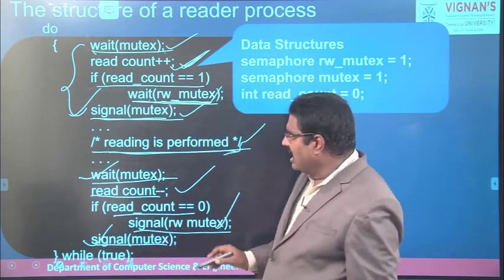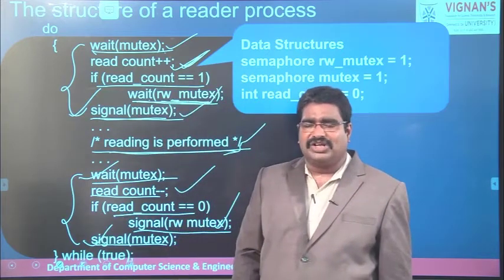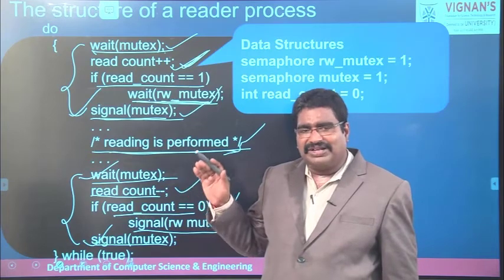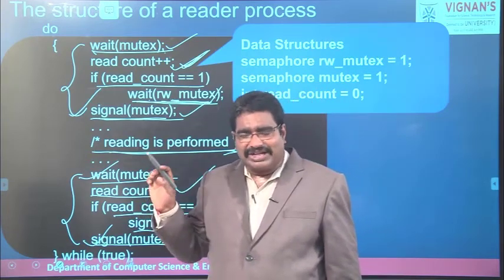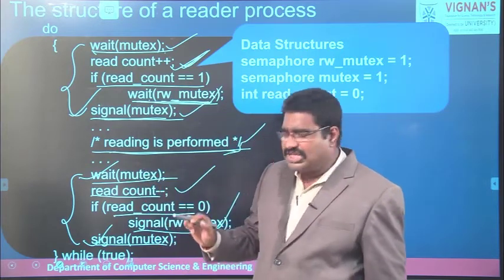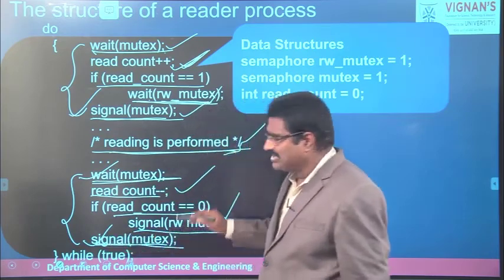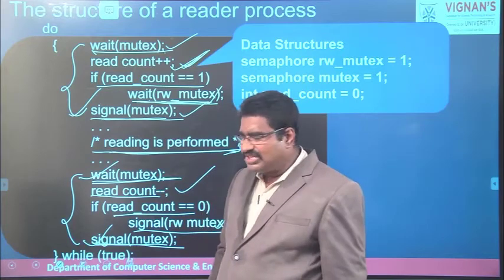So after completion of the read operation, what operations do we need to perform? We need to decrease the read count by 1. But read count is modified by n number of readers. At any instant of time, only one reader may perform the modification. To achieve mutual exclusion, we are using wait mutex and signal mutex. Between these, we need to perform the modification. What is the modification we are performing?